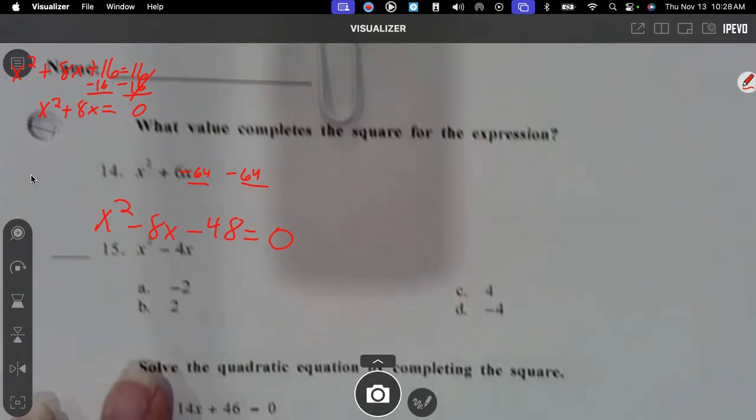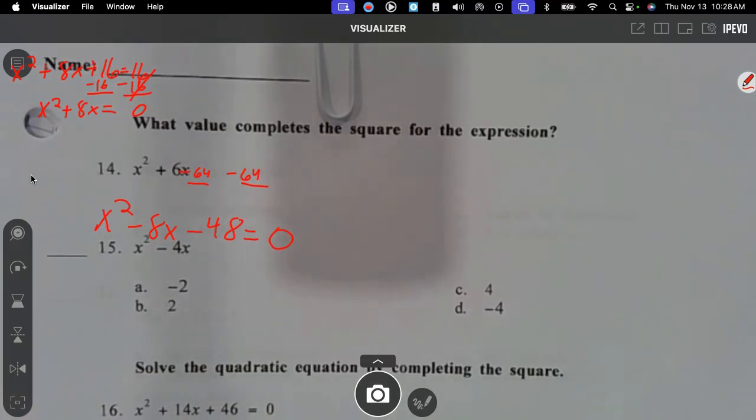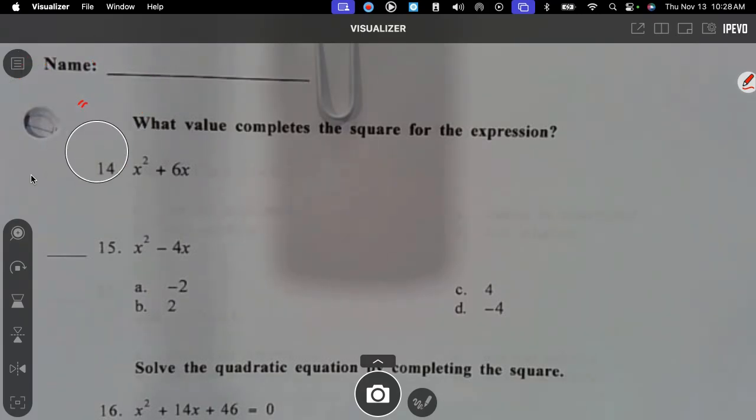How do you complete the square on 14? All they want is what number completes the square? Half of 6x and then square it. What's half of 6? 3, and then you square it, and it's 9. That's your answer. Plus 9. That's all that one is. Take half that number and square it. Is everybody good with that?